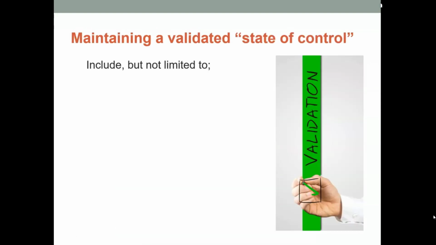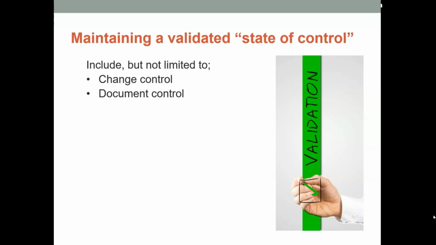So how do we maintain a validated state of control? Well, that includes, but it's not limited to some of the following. So change control, which we're going to be going into in a lot more detail in a minute. Making sure your documents are controlled. So we have to make sure that the steps in our SOPs, our protocols, systems are all up to date with the regulations. And if we don't manage our documents properly, making sure that people have the correct, most approved, most current version of an SOP or a protocol, then we're not managing the state of control of our systems or our processes.